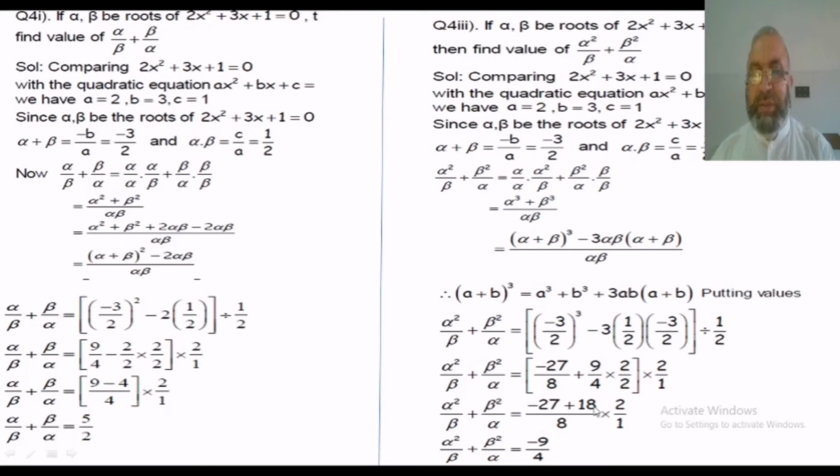So 9 by 4, again multiply and divide by 2. We get the same LCM. 8 is the LCM. So we get minus 27 plus 9 into 2, that is 18. And division changes into multiplication: 1 over 2 becomes 2 over 1. Multiply by 2 by 1. Again 2 cancels with 8. 2 fours are 8. And minus 27 plus 18 is minus 9, and from this side we get 4. So the value of the symmetric function is minus 9 by 4.